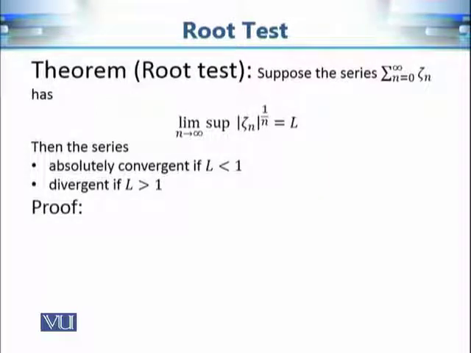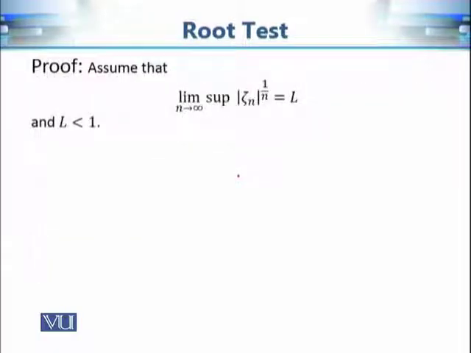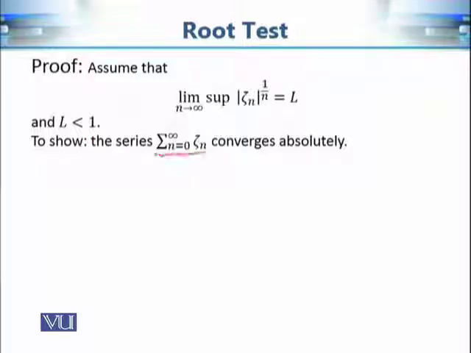Now let's have a look at the proof of this root test. Of course there are two cases. So the first case is when L is less than 1, and the second case is when L is bigger than 1. So let's begin with the first case when L is less than 1. Okay, what is our assumption? So our assumption is the lim sup of this sequence, where the terms are basically |ζn|^(1/n), is equal to L. Okay, so this is the lim sup, and of course L is less than 1. And what do we want to show? We want to show that this series converges absolutely in this case.